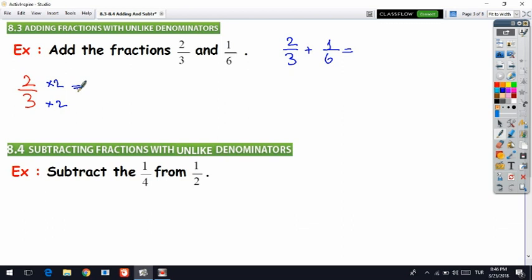Now let's multiply. It's ready to multiply. 2 times 2 is equal to 4. 3 times 2 is equal to 6. Now what I am going to do is cancel this one. Then I write 4 over 6.